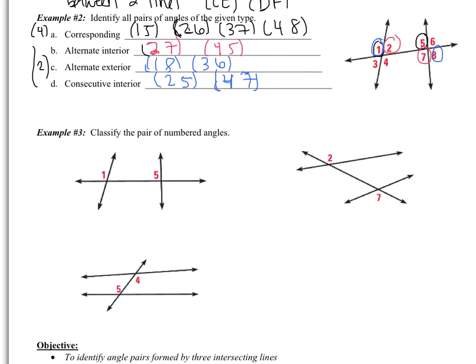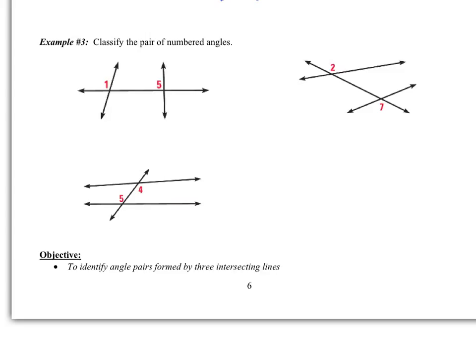So let's move down. Example 3 is our last example. So we're going to have to classify the pairs of angles. In this first example, the top left, we have one angle that's above and to the left. The other angle is above and to the left. So they're in the same spot on the 2 different lines. So these are corresponding angles. Right now, pause the video and do the other 2, please.